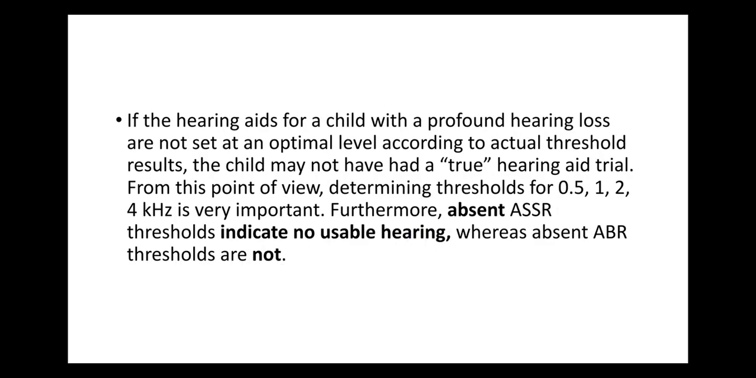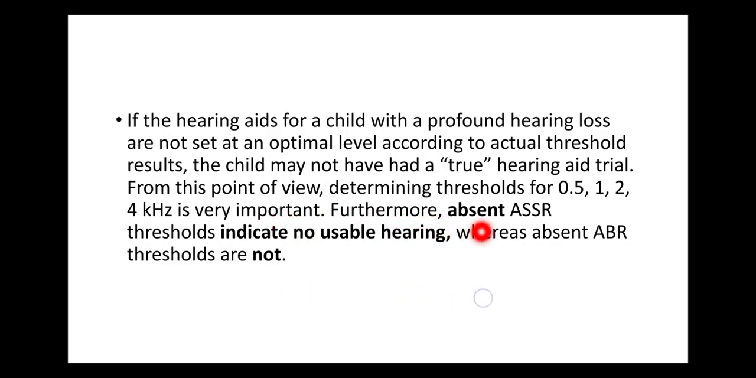If the hearing aids for a child with a profound hearing loss are not set at an optimal level according to the actual hearing threshold results, the child may not have had a true hearing aid trial. From this point of view, determining thresholds for 0.5, 1, 2, and 4 kHz is very important.